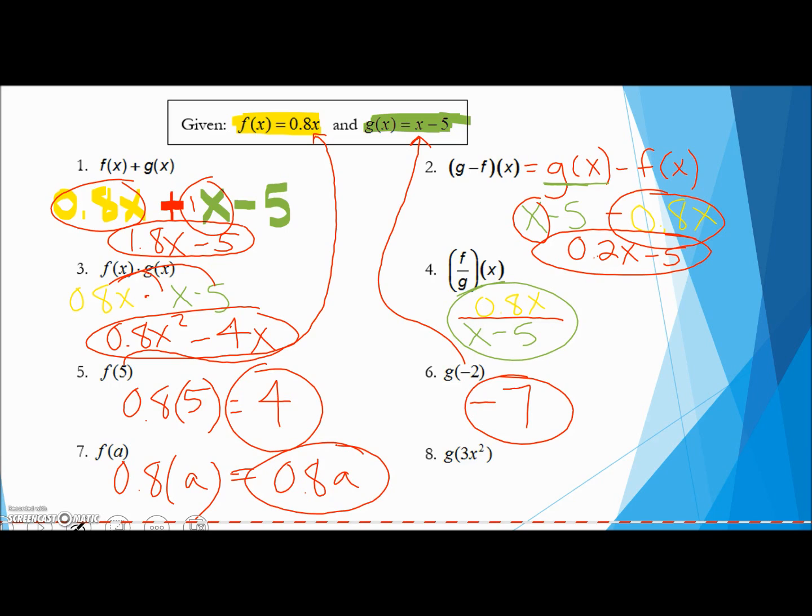For number 8, I'm doing g of 3x squared. So up here, again, I did negative 2 minus 5. That's how I got my answer. But instead of negative 2 this time, I have 3x squared minus 5. And again, I can't actually subtract those like I could in number 6, so that's just my final answer.